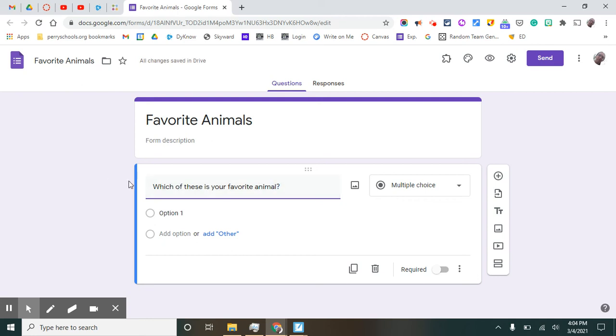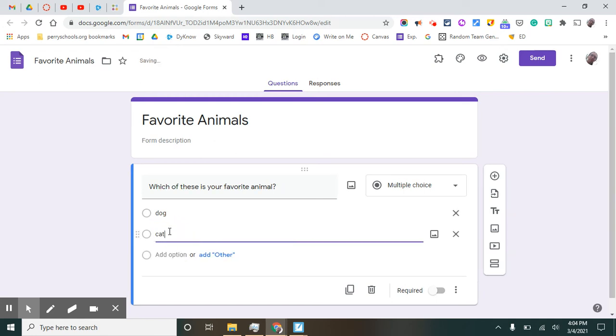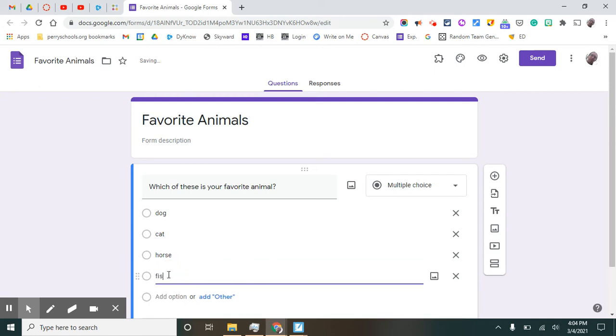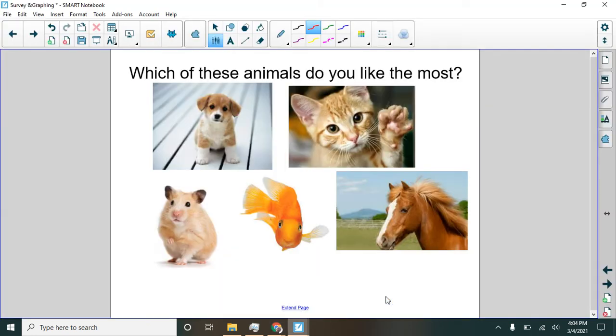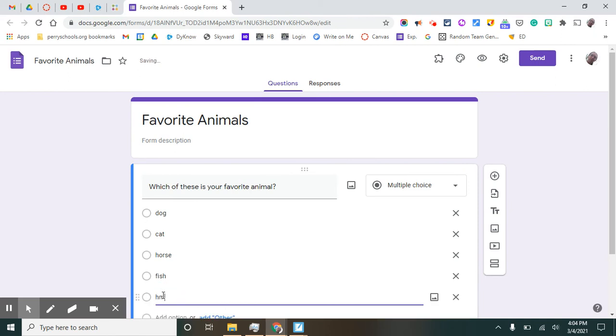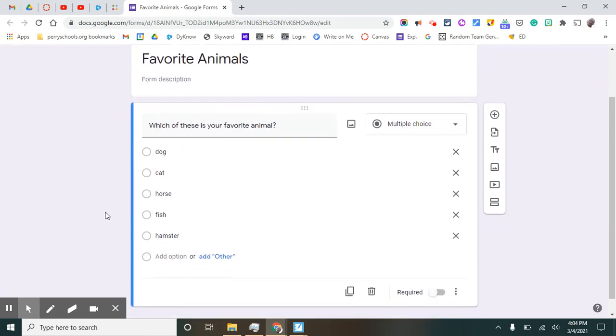Okay. Now we're going to put our options. And our options were dog. And then we needed to add another one. Don't click add other. There are some situations when you would want to do that, but not in this assignment. Dog, cat, horse, fish, and let's see, what was the other one? A little hamster guy here. Or hamster. Okay, that's it, right? Now I've created my question.